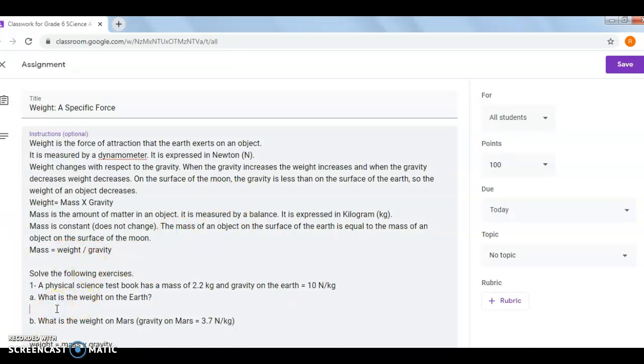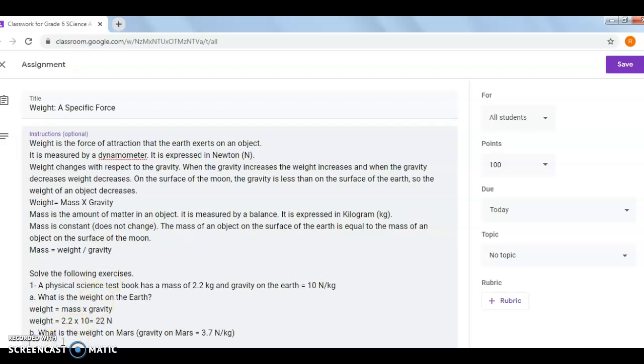A physical science textbook has a mass of 2.2 kg and the gravity on the Earth is equal to 10 Newton per kilogram. What is its weight? We have to write that weight equals mass multiplied by gravity. So weight equals 2.2 multiplied by 10, equals 22 Newton.